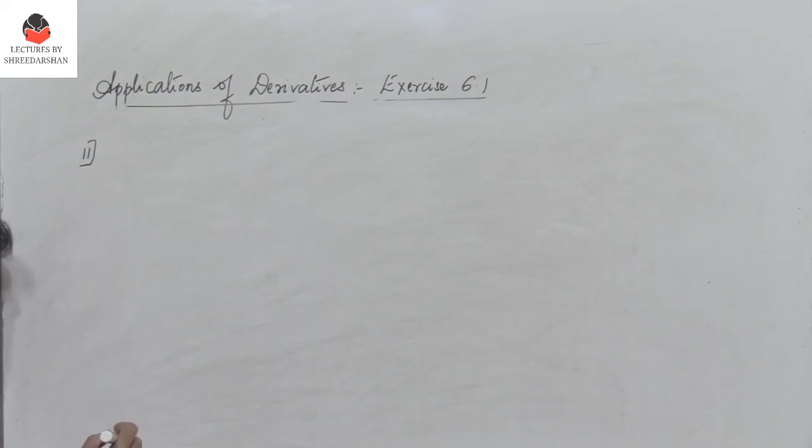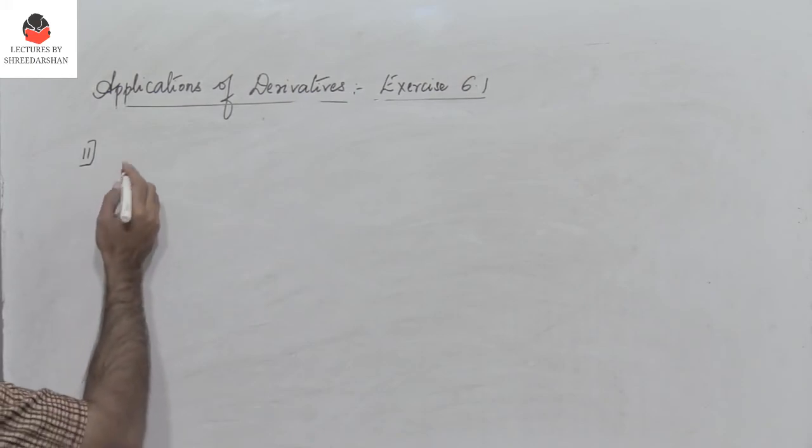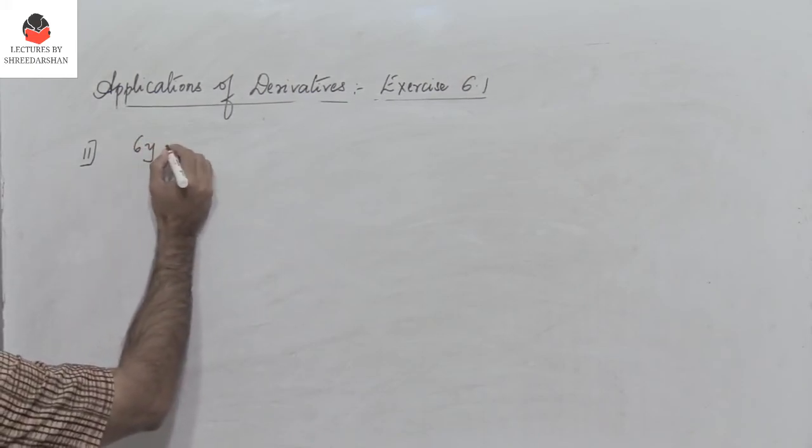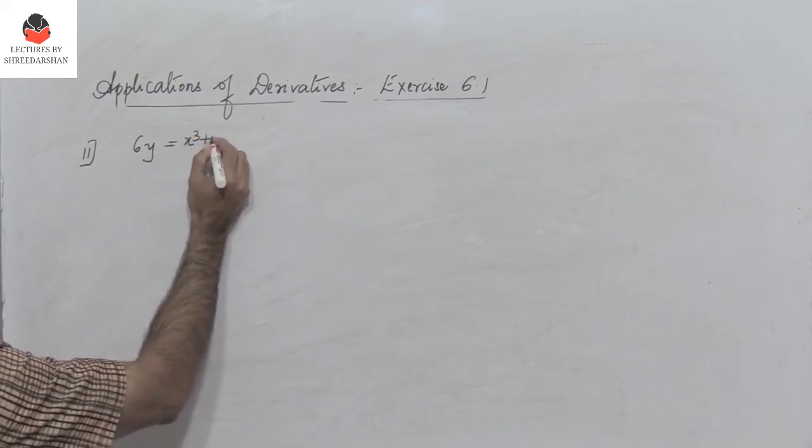So problem 11 states that a particle moves along the curve. The curve is 6y equals x cubed plus 2.